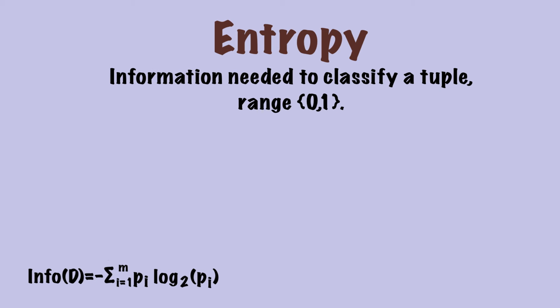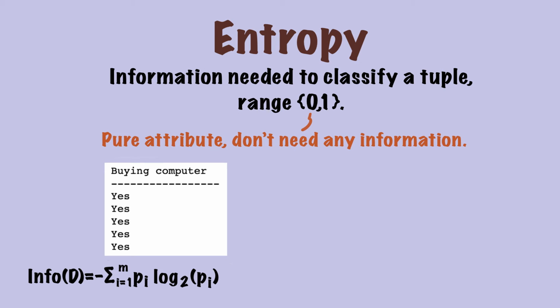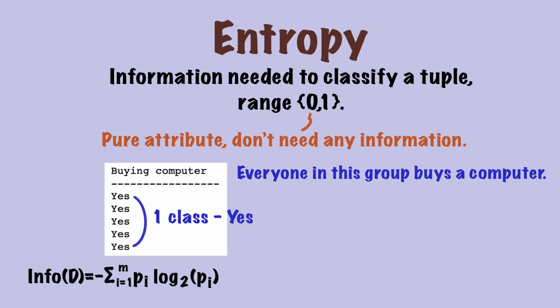Before ending this video, I want to talk more about entropy. Entropy is the information required to classify a tuple, and it ranges from 0 to 1. In other words, entropy 0 means we don't need extra information to classify a tuple. In fact, this is the best situation since the attribute is pure. For example, the attribute buying computer now contains 5 yes and 0 no. Then, we know that everyone in this group buys a computer, since there is only one class left.